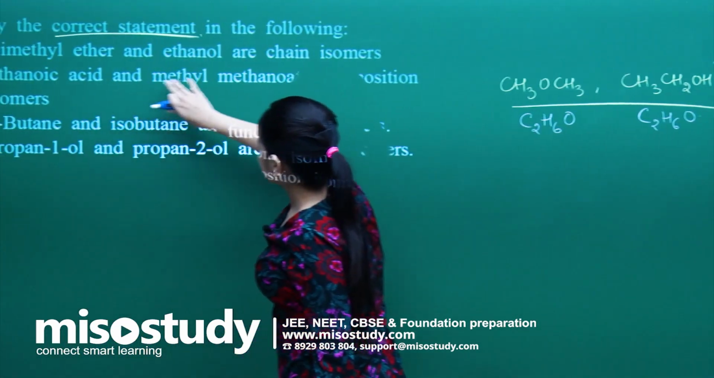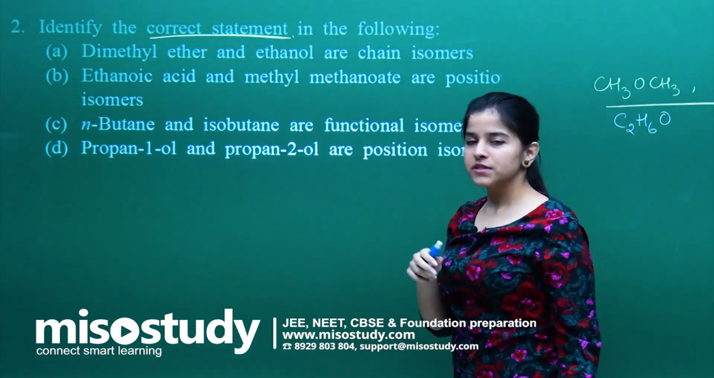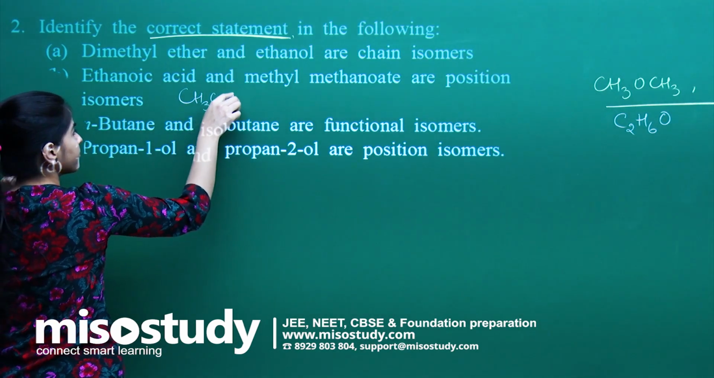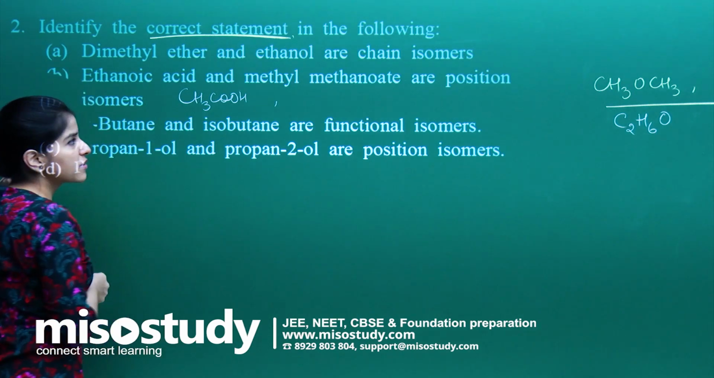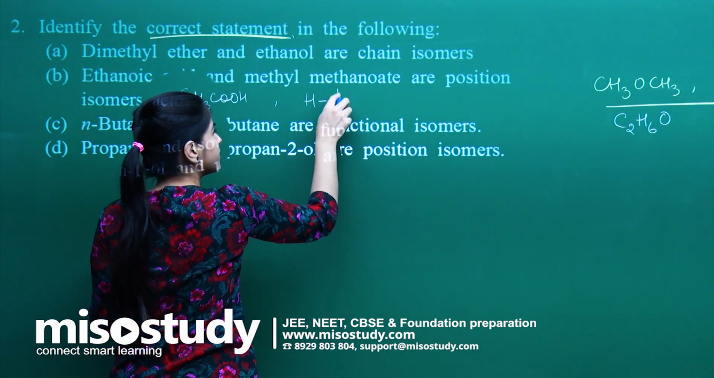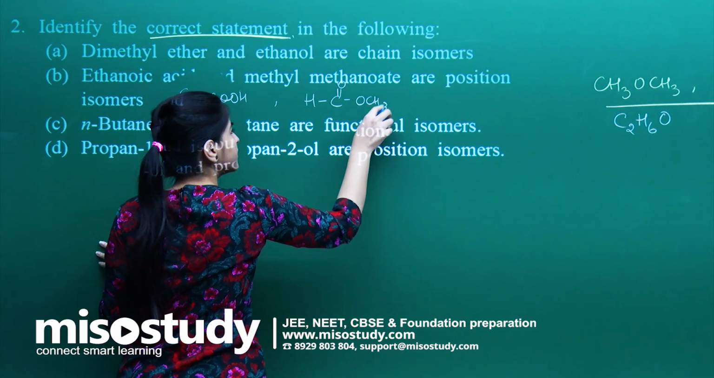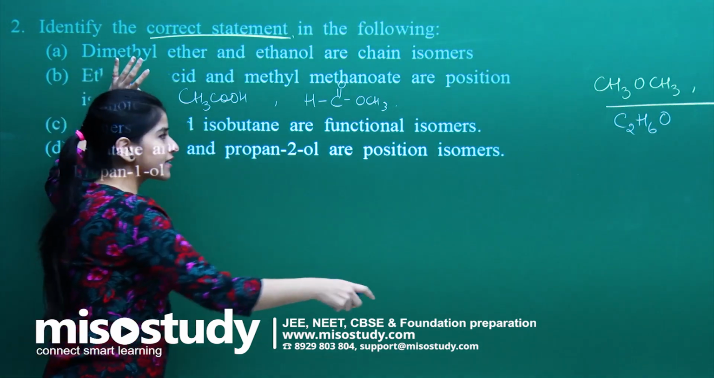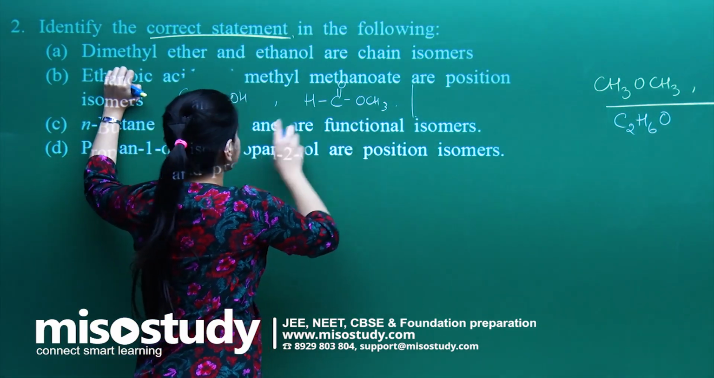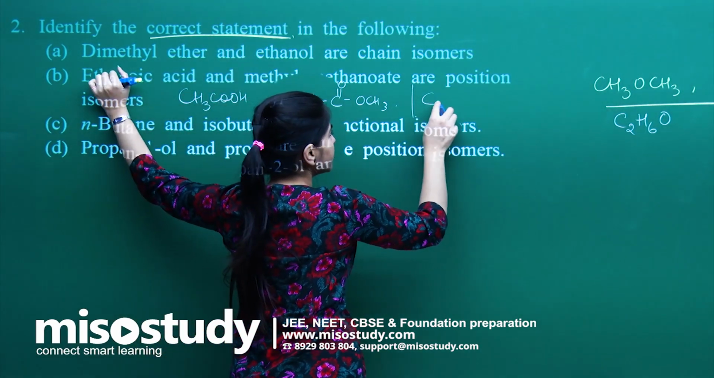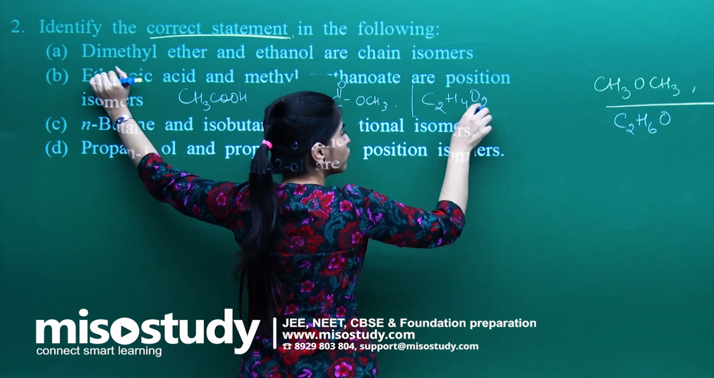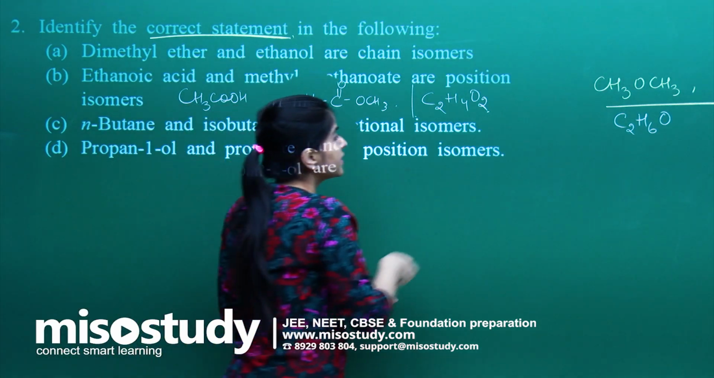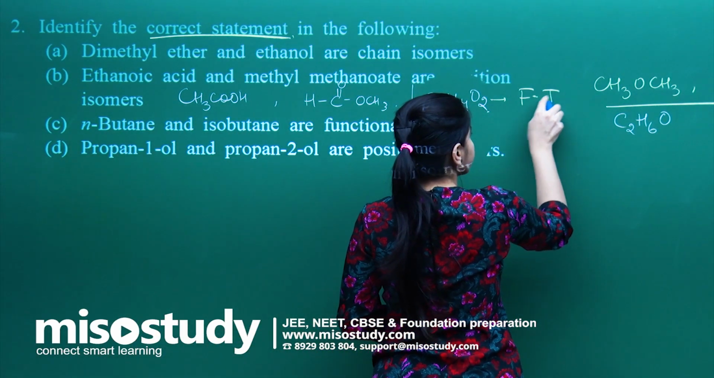Now, ethanoic acid and methyl methanoate are position isomers. So what is ethanoic acid? So ethanoic acid is this. What is methyl methanoate? That is methyl methanoate. Again I have got similar kind of molecular formula, that is C2H4O2, C2H4O2 in both of the cases. But what is differing is the type of functional group. Again what is it? It is functional isomerism.